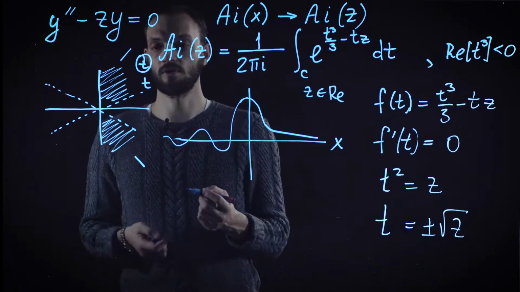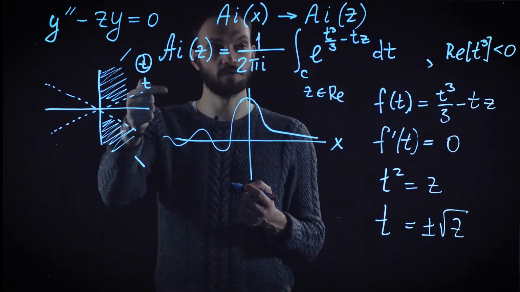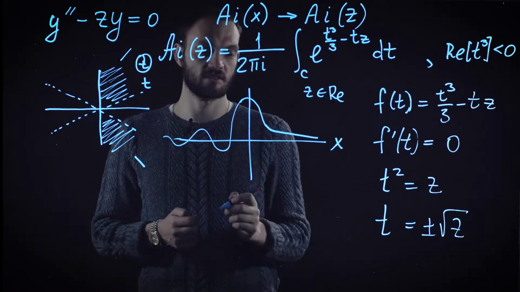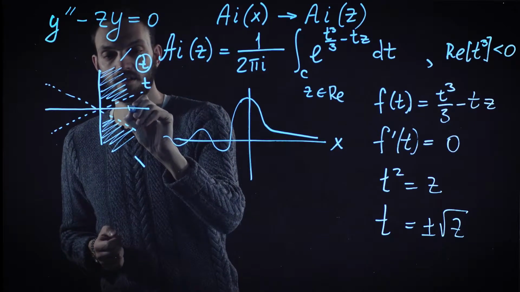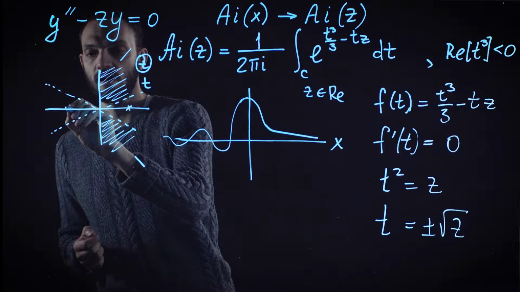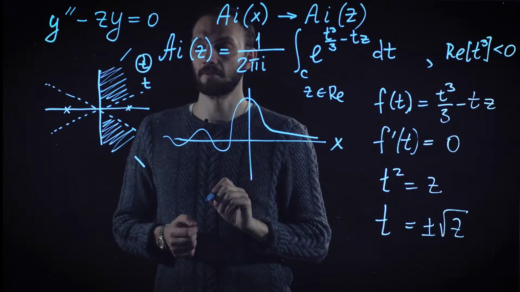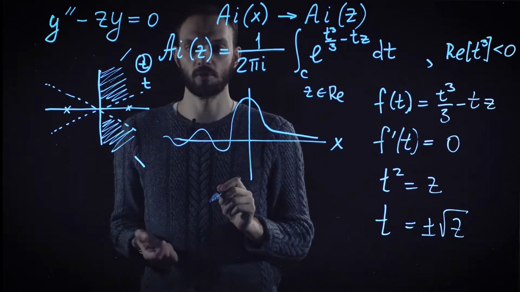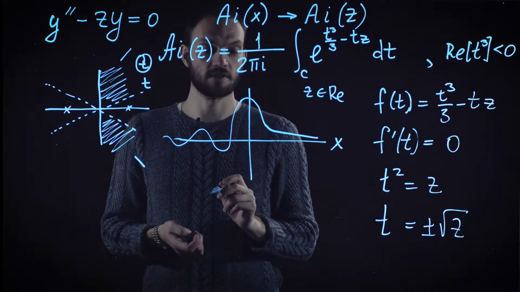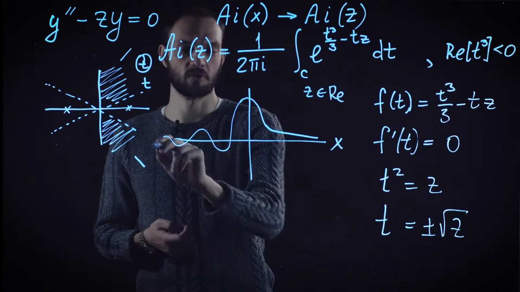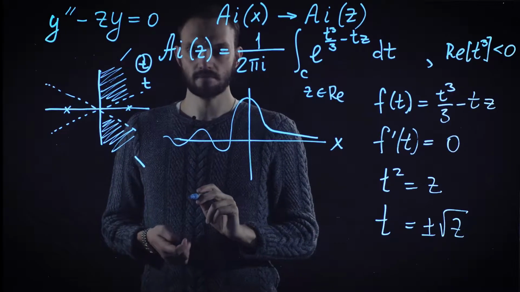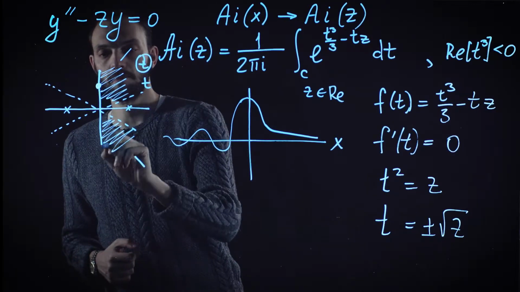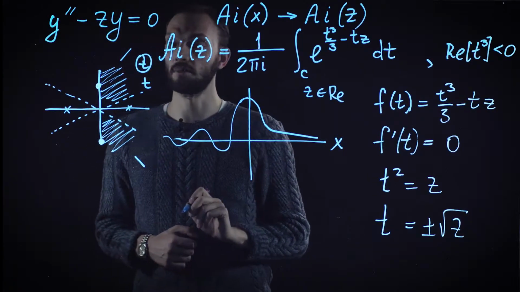In principle, if we are looking at the complex plane of T, where the integration is performed, we understand that, for example, if Z is real and positive, then the stationary points are located on the real axis of T. With change of the argument of Z, the position of the saddle points rotates in the complex plane. For example, if Z is negative and real, this corresponds to that domain of the Airy function on the real axis, then the saddle points come exactly on the imaginary axis.